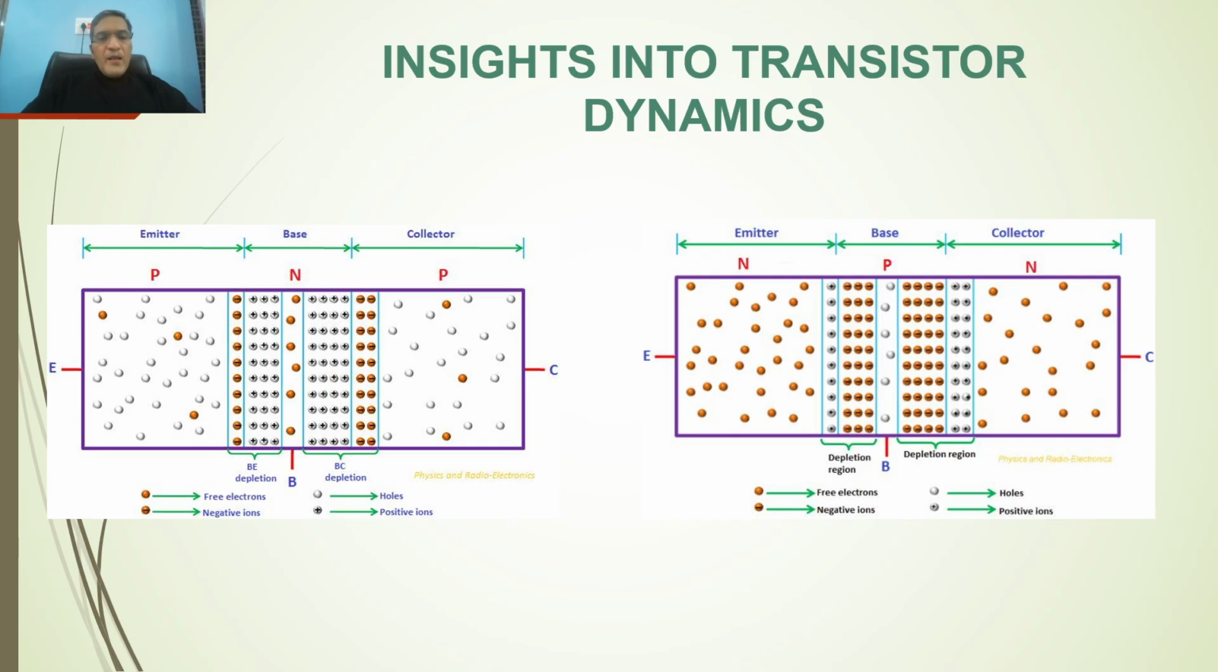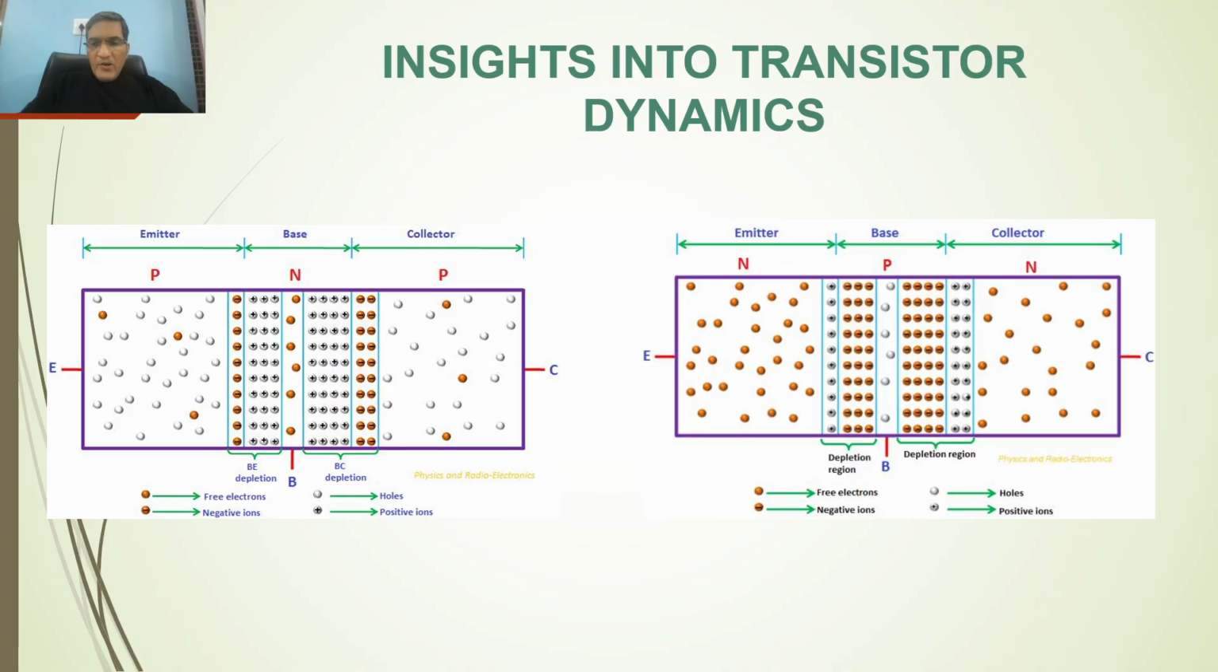As you see in this figure, we don't connect any battery from outside. This figure contains an n-type semiconductor sandwiched between two p-type semiconductors to become a transistor. In the right hand side picture, we have a p-type semiconductor which is sandwiched between two n-type semiconductors. Here are the two n-type semiconductors.